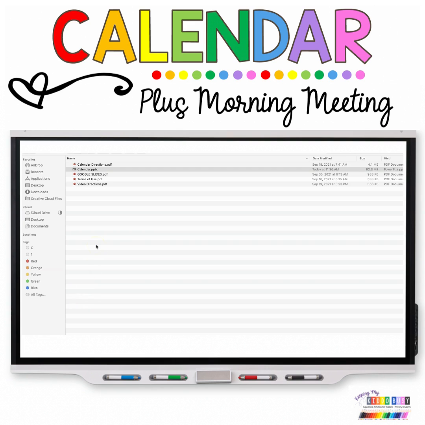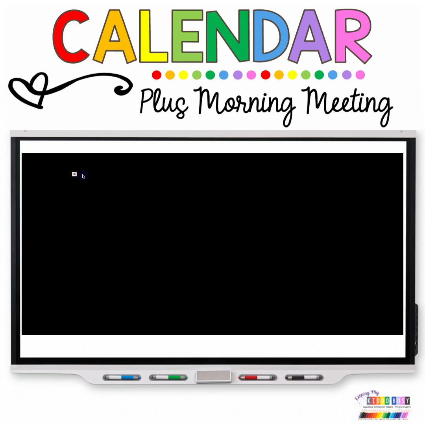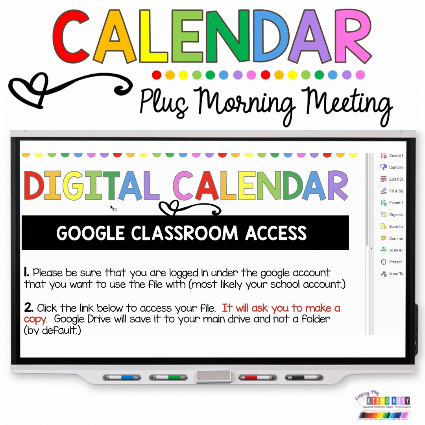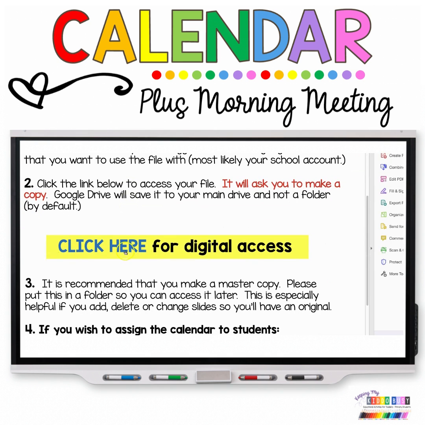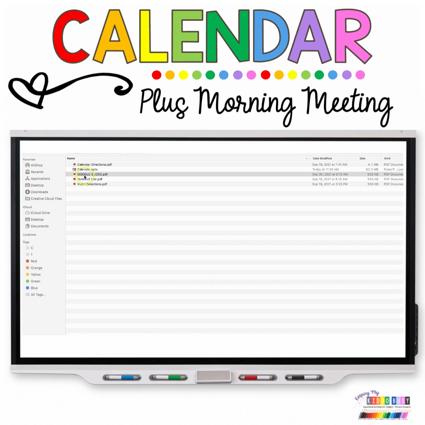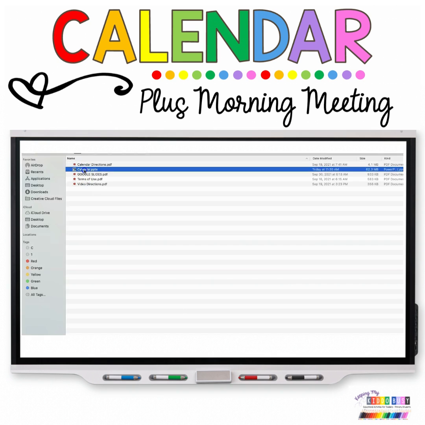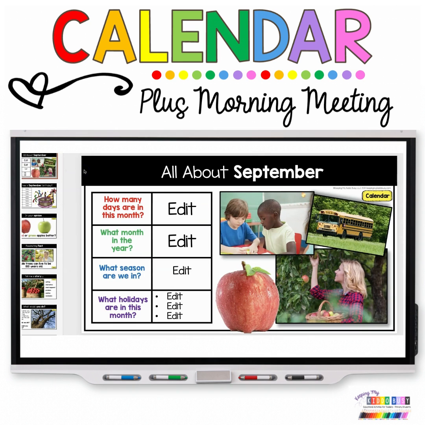Okay, when you open your new calendar kit, this is what your files are going to look like. If you plan to use Google Slides, this is a PDF. If you open that, there is a link that all you have to do is click this link here and click Make a Copy, and it will open for you. If you plan to use the PowerPoint version, simply double click on your PowerPoint and this will open.